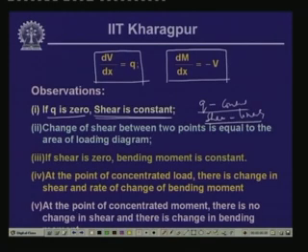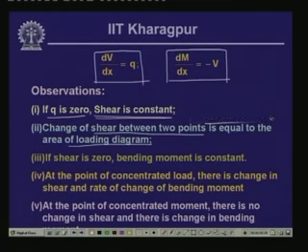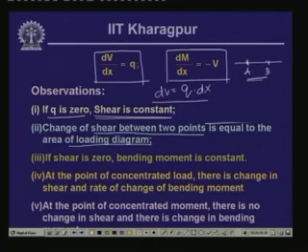Also, the change of shear force between 2 points is equal to the area of the loading diagram. Now, if we look into this part of it, from this particular equation we can write dV equals q dx. Now, if we integrate this expression between 2 points, supposing we take 2 points on the beam, let us say this is A and B at a distance apart, and we would like to find out the change in the shear force between A and B. So, integral dV from A to B is equal to integral from A to B of q dx.